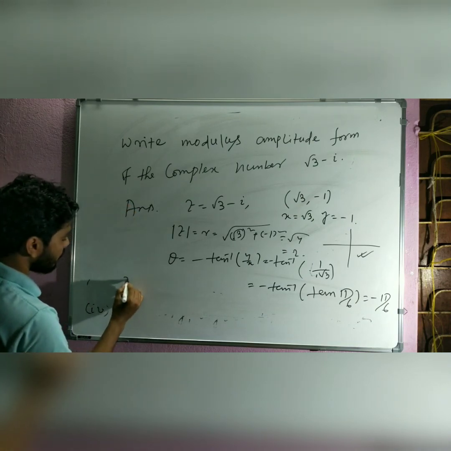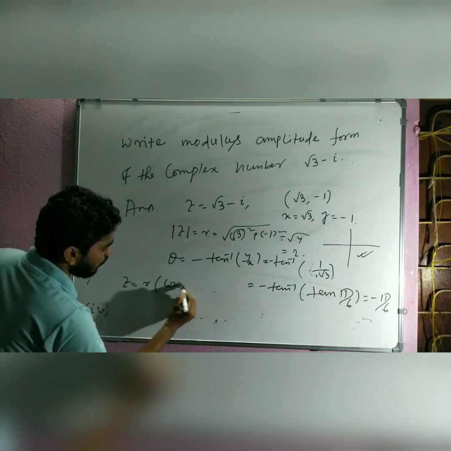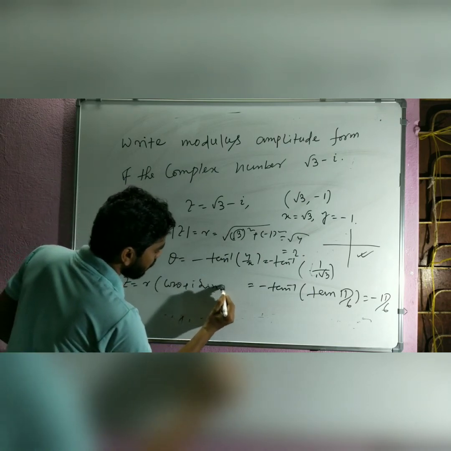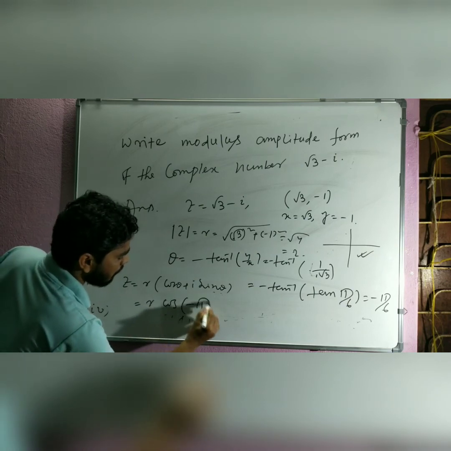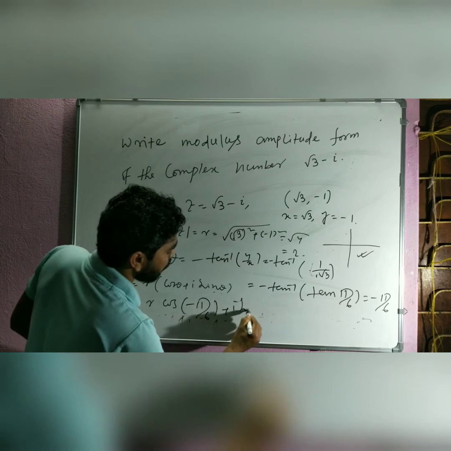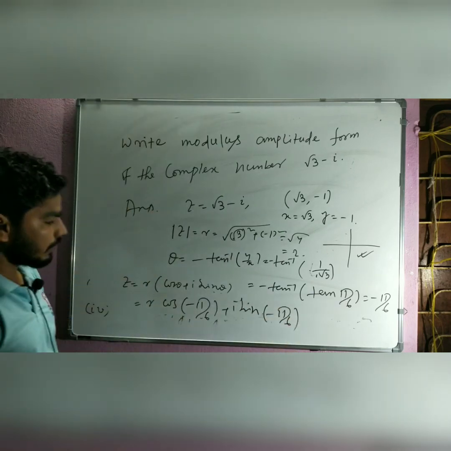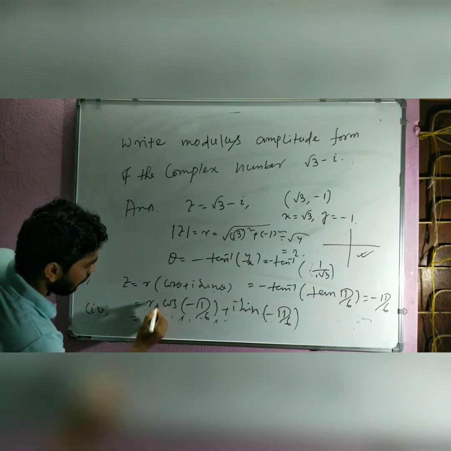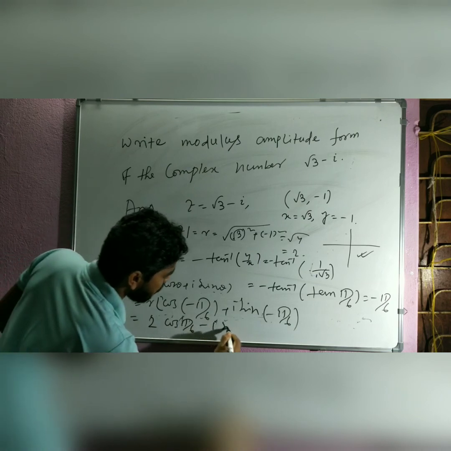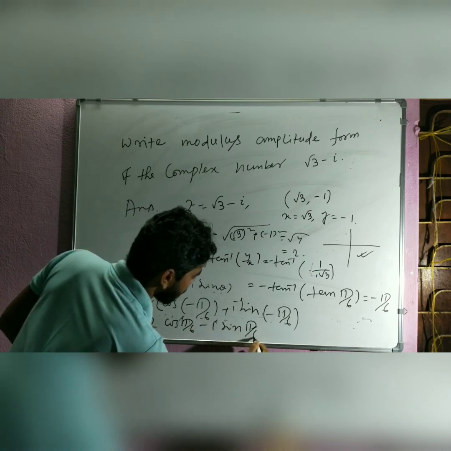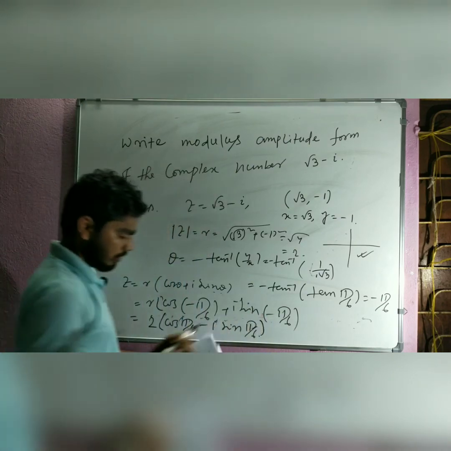We know that z in polar form is r of cos theta plus i sin theta. That means r cos of minus pi by 6 plus i sin of minus pi by 6, that is 2 of cos pi by 6 minus i sin pi by 6. This is the polar representation of the complex number.